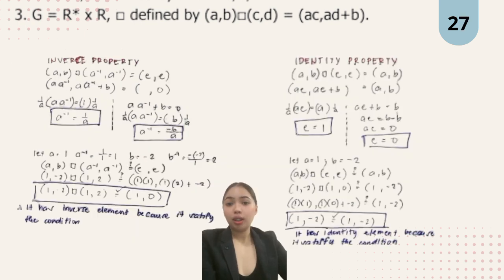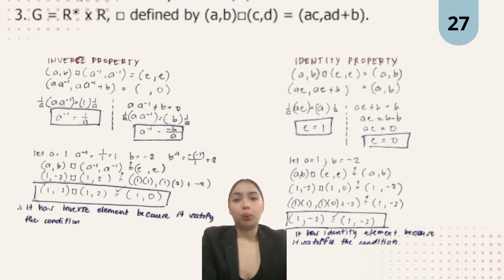Next, let's proceed to the inverse property. (A, B) times (A inverse, A inverse) is equal to (E, E), and (A inverse, A inverse plus B) is equal to (0, 0) or (1, 0). So 1 over A is equal to A inverse, which is equal to 1 times 1 over A.